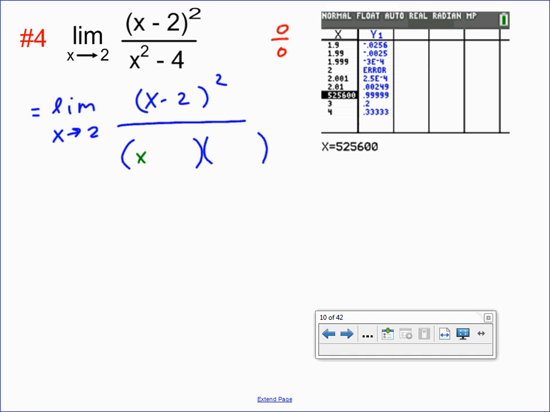So (x + 2)(x - 2). And because I'm evaluating a limit where x is approaching 2 but doesn't equal 2, we'll be able to cancel out one of these and try again.